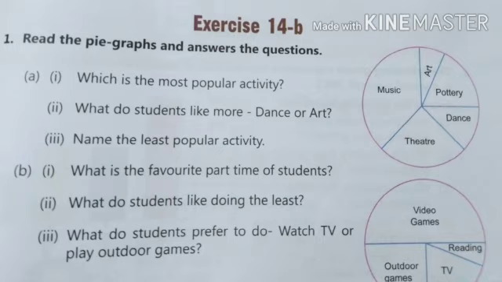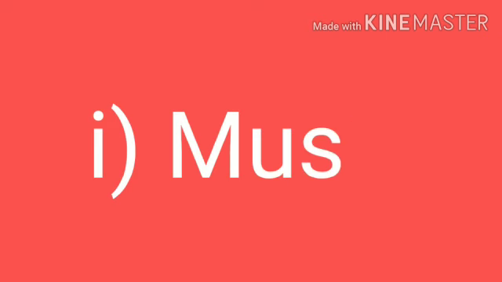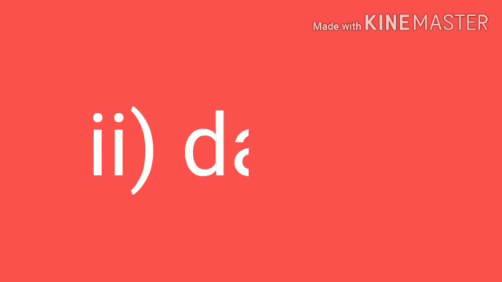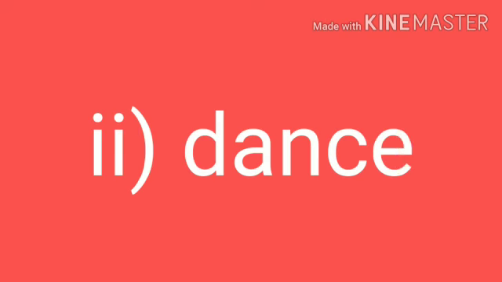Read the pie graphs and answer the questions. Number A, subpart 1. Which is the most popular activity? Right. The answer is music. Now, let us move on to next question. Next question is, what do students like more, dance or art? Right. The answer is dance.